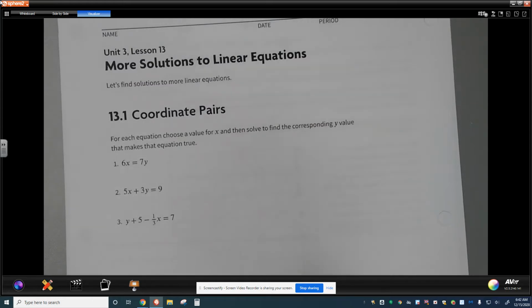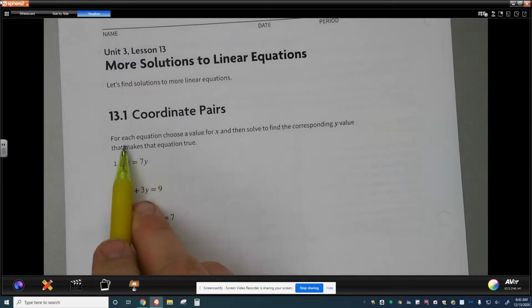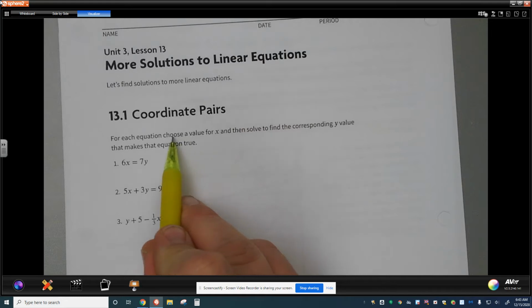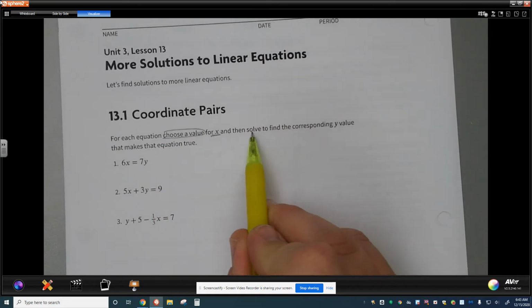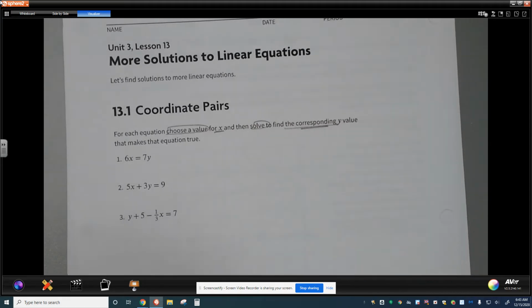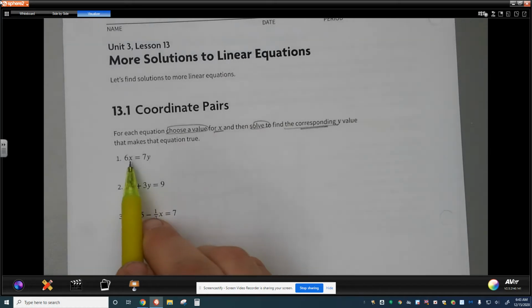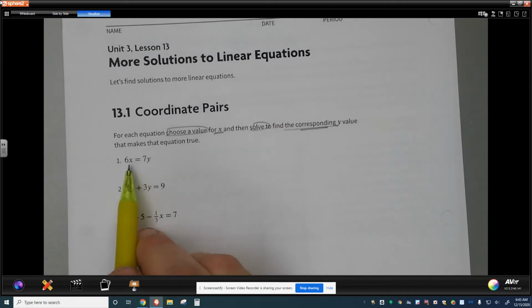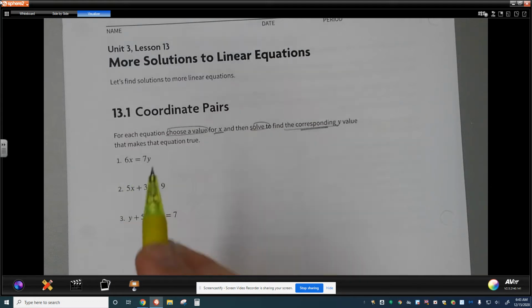So let's think about this first one. It says for each equation, choose a value for x. So we're going to choose a value for x, and then solve to find the corresponding y. And this is an important word to use, corresponding value, because once we define what the value of x is, the value of y can be solved, and that's the only y coordinate that would ever be paired with that x coordinate for this equation.